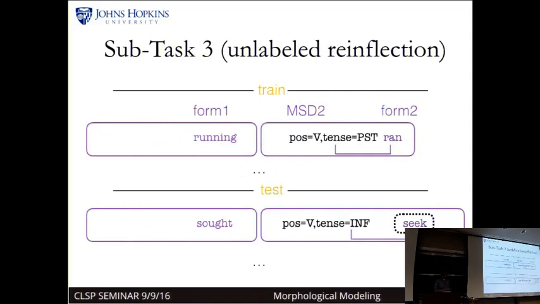Okay. However, in this task, we didn't ask people to give us these intermediates. So we didn't ask them to give an analysis of sought. We didn't ask them to give lemmas. We always just asked for an output form. But presumably, the systems could have implicitly needed to solve these problems.